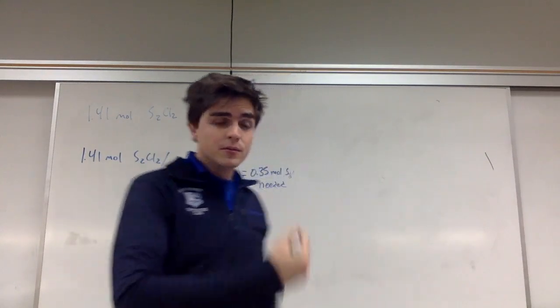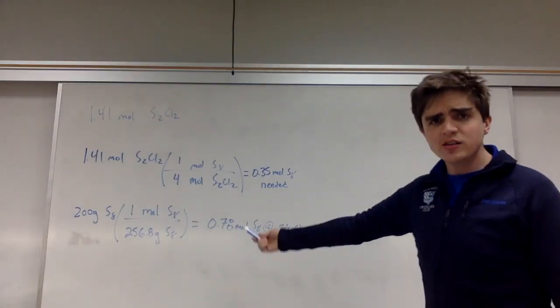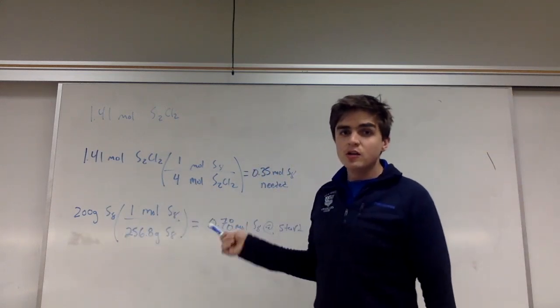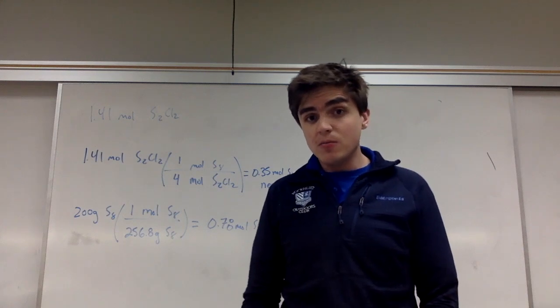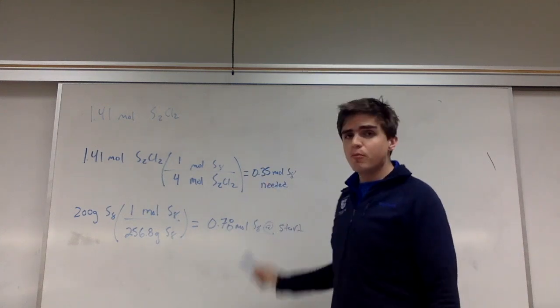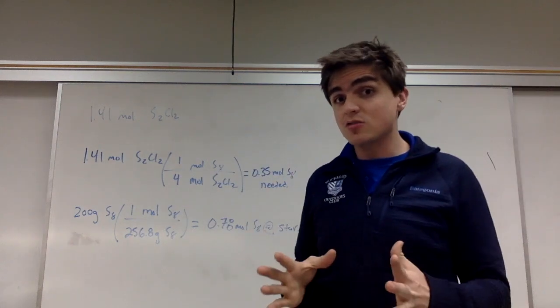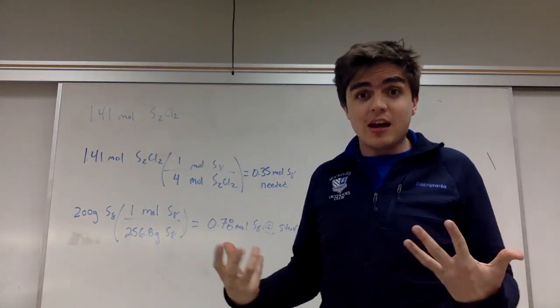So here we go. I just set it up, right? I knew I had 200 grams of sulfur at the start. I just figured out how many moles that was. So I started with 0.78 mole, but I actually only needed 0.35 mole. This is great news. This is a good sign that I'm doing things right, because I'm saying I needed less of it than I had, right?